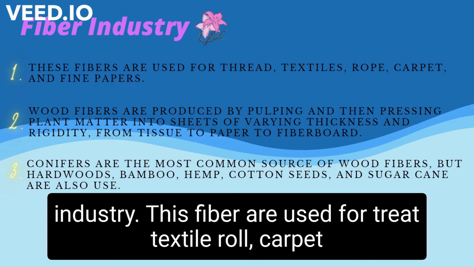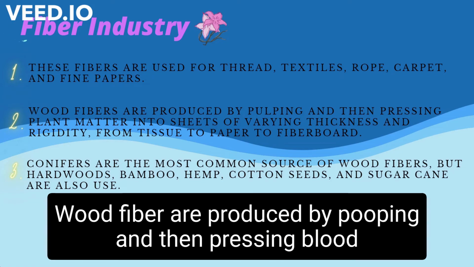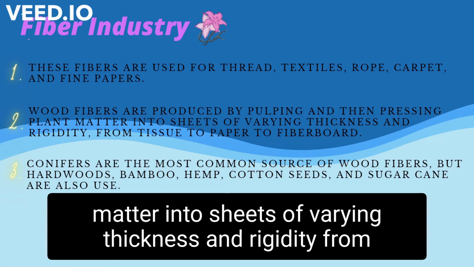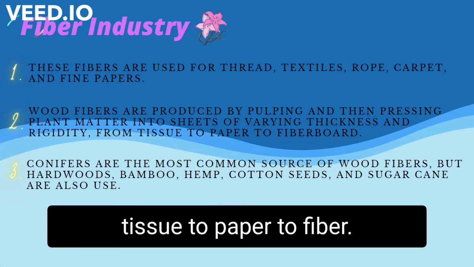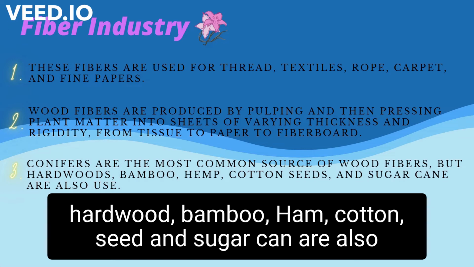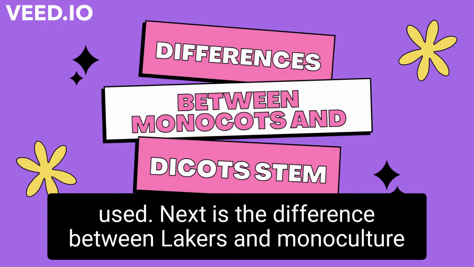Fiber industry. These fibers are used for thread, textile, rope, carpet, and fine paper. Wood fibers are produced by pulping and then pressing plant matter into sheets of varying thickness and rigidity, from tissue to paper to fiberboard. Conifers are the most common source of wood fiber, but hardwood, bamboo, hemp, cottonseed, and sugarcane are also used. Next is the difference between dicot and monocot.